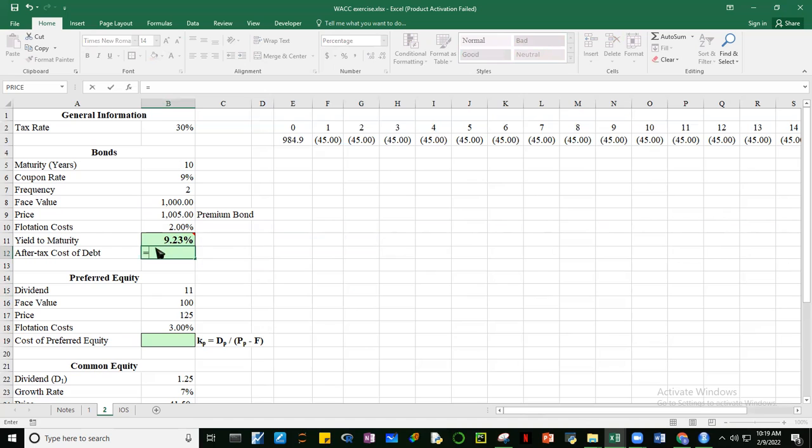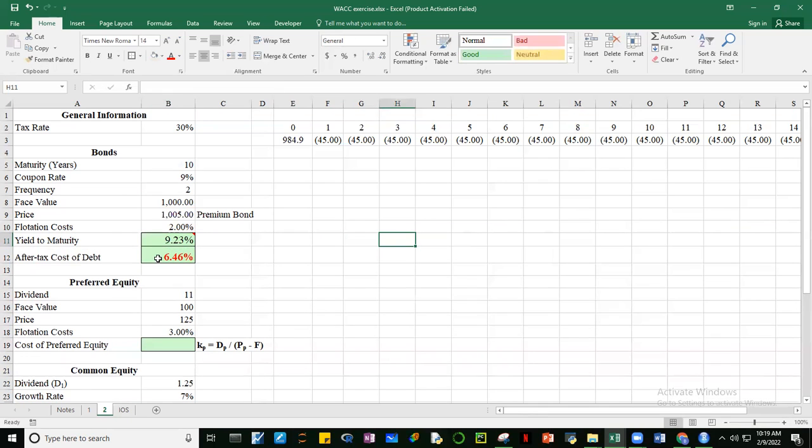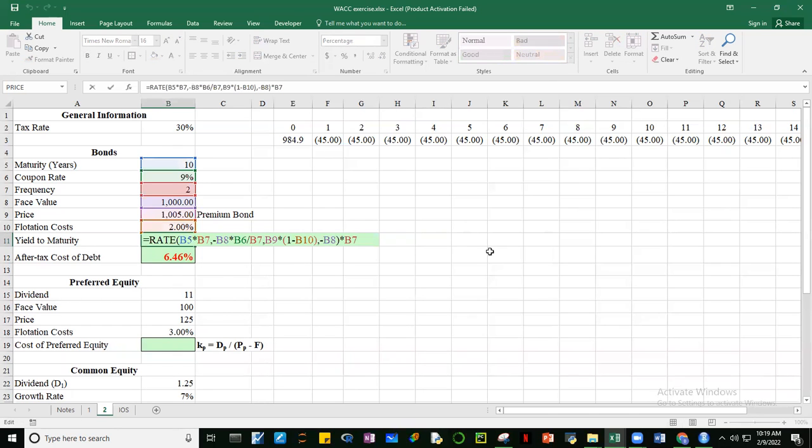And then, ang kailangan natin yung after tax. 1 minus the tax rate. Okay. So ang gagamitin natin guys is this one. The after-tax cost of debt is 6.46%. Flash ko muna ito.